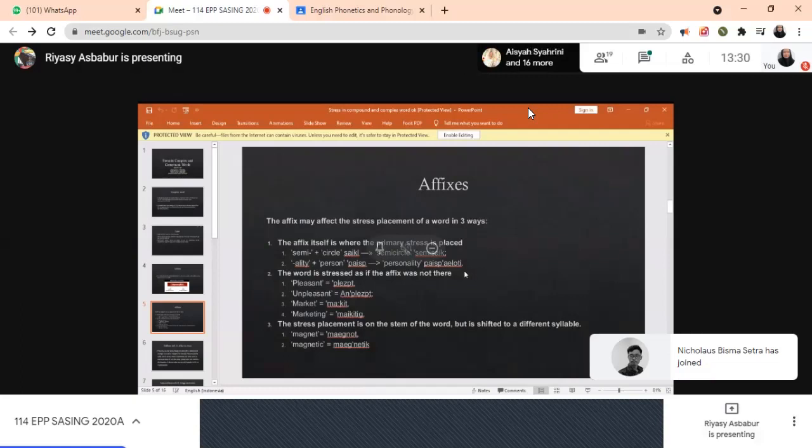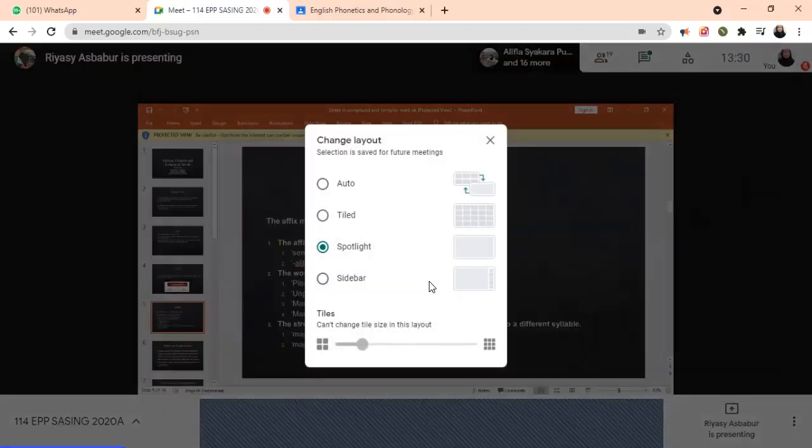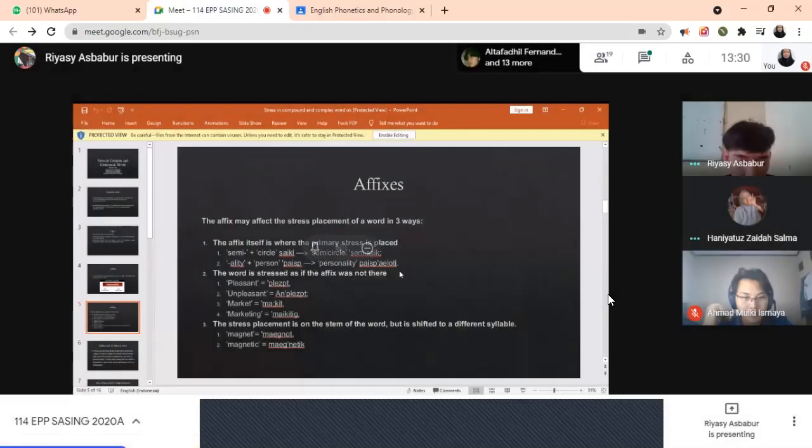And the second, the word is stressed as if the affix was not there. Pleasant, unpleasant, marketing. So in this, for example, the stress is not affected. And the third one, the stress placement is on the stem of the word, but is shifted to a different syllable. Like magnet, the stress is on the first syllable, and magnetic, the stress changes place to the second syllable.